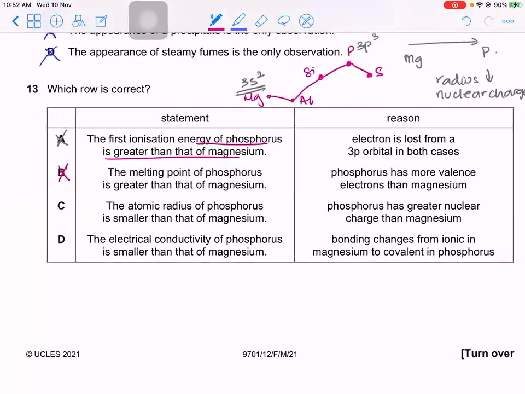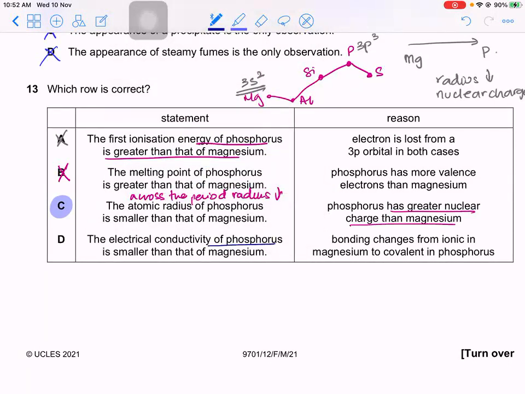Third, part C, atomic radius of phosphorus is smaller than that of magnesium. Yes, because we know across the period the radius decreases. And why does it decrease? Because the nuclear charge increases, so it pulls the outer shell closer. Let's see. Why? Because nuclear charge is greater. Yes, that is true. Answer is C.